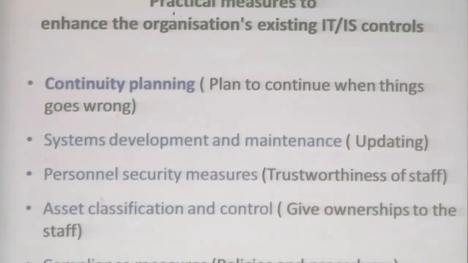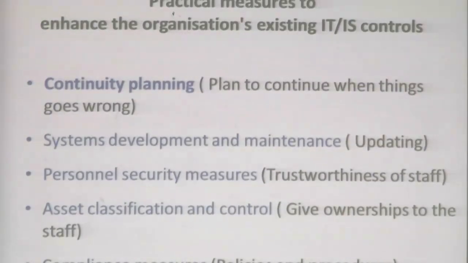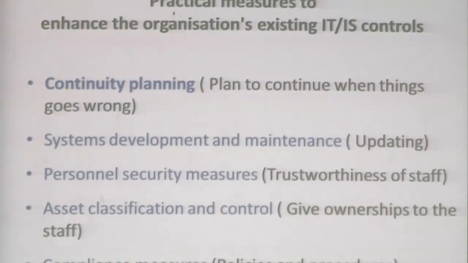Practical measures to enhance the organization's existing IT and IS controls. What are these practical measures? Continuity planning. If something happens to the IT network of the organization, what will happen to the organization? The process of doing work will be stopped. In that scenario, a plan has to be developed and implemented. In simpler form, it can be explained as a plan to continue when things go wrong.